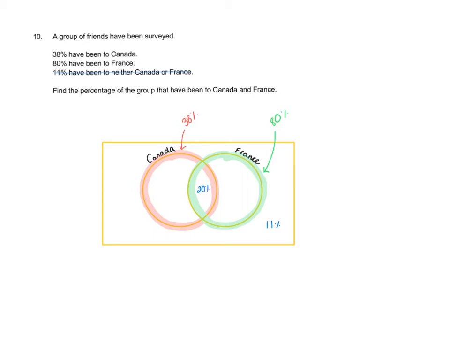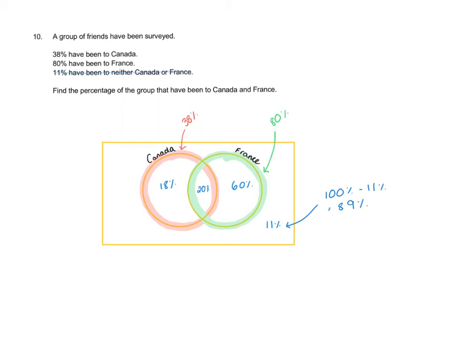Now if the middle is 20%, that whole green circle has to be 80%. So it means that 60% went to France and 18% went to just Canada. Now before we said that 11% of people didn't go to either Canada or France, so to find out how many were left, if we subtract 11% from 100%, we will get the amount of people that were left to go to Canada and France.